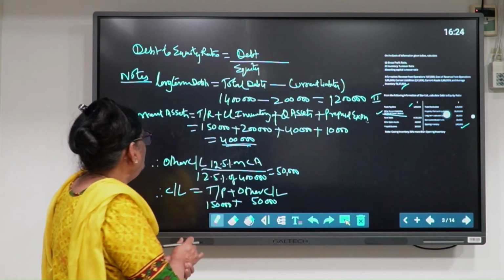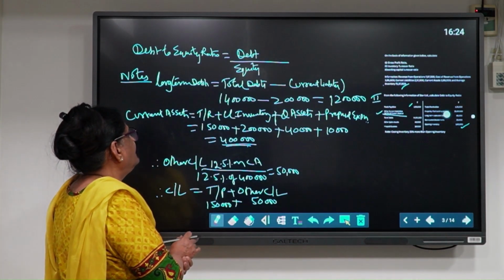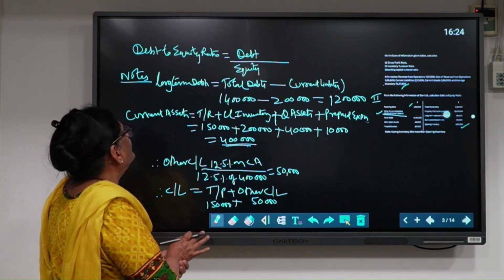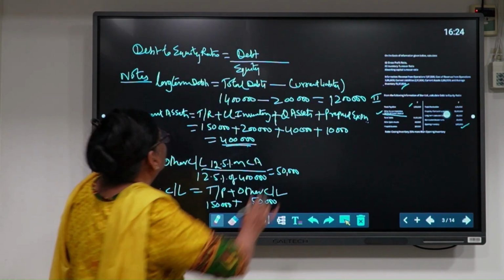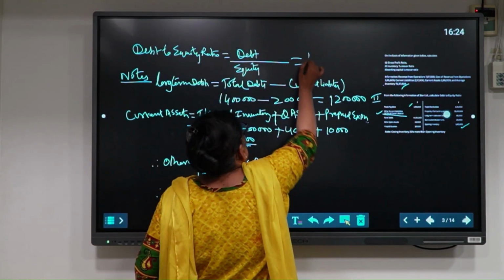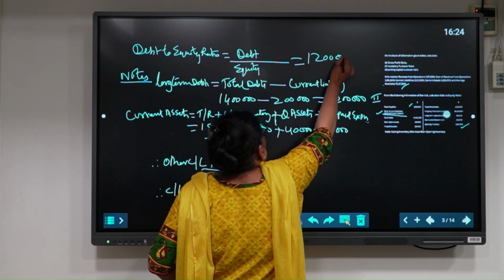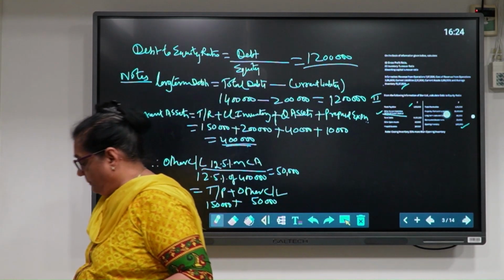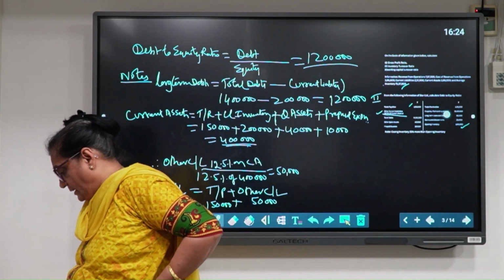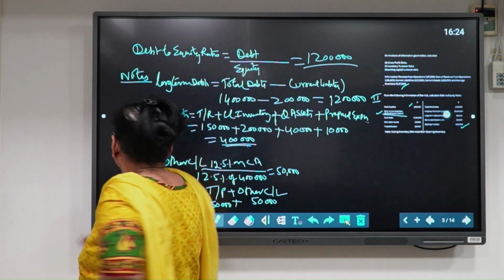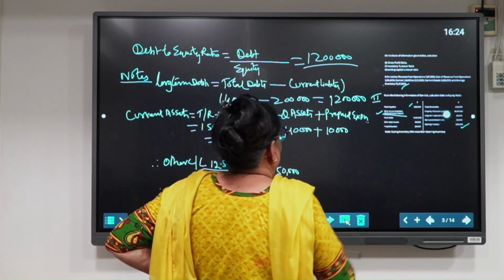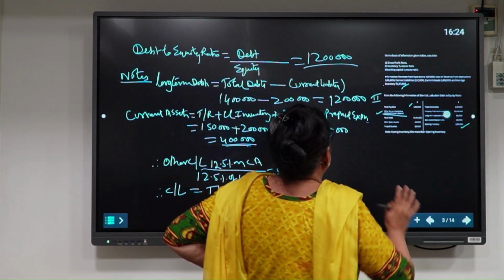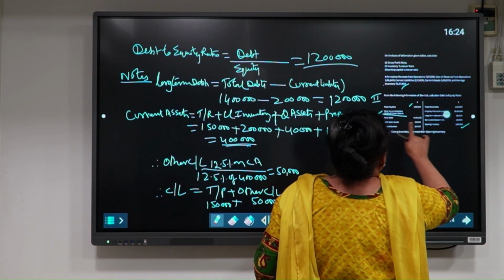Correct? Now 12.5% of current asset will give my other current liability. Yes. Now how much is that? 12 lakhs is there. Correct? Divided by equity. Now equity is your equity and preference. See, what are your equity shares? Is share capital and all given anywhere? No. But what have they given us?